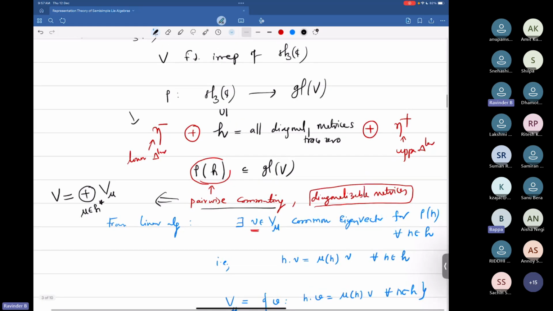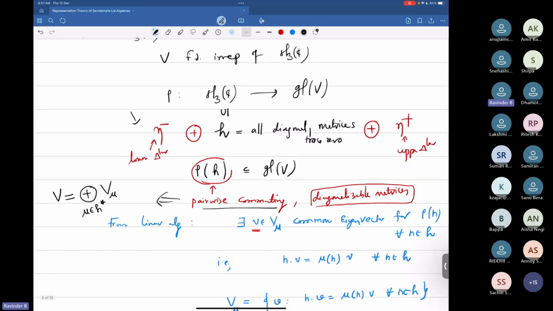I have a question. Yes, please. Can you kindly explain once again how you showed that there exists one element in rho of H which is diagonalizable?